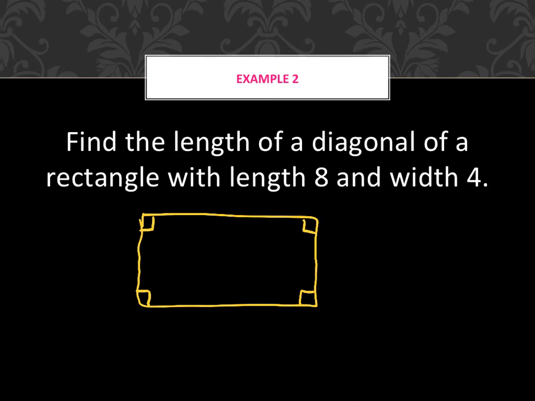Now, it wants me to find the length of the diagonal, so I'm going to draw a diagonal in here, and then it's telling me it has a length of 8 and a width of 4. Notice when I just drew in that diagonal, I've now created 2 right triangles. Also, another property of a rectangle that you should be familiar with is that opposite sides in a rectangle are congruent. So notice both of these triangles I just formed both have the same leg lengths.